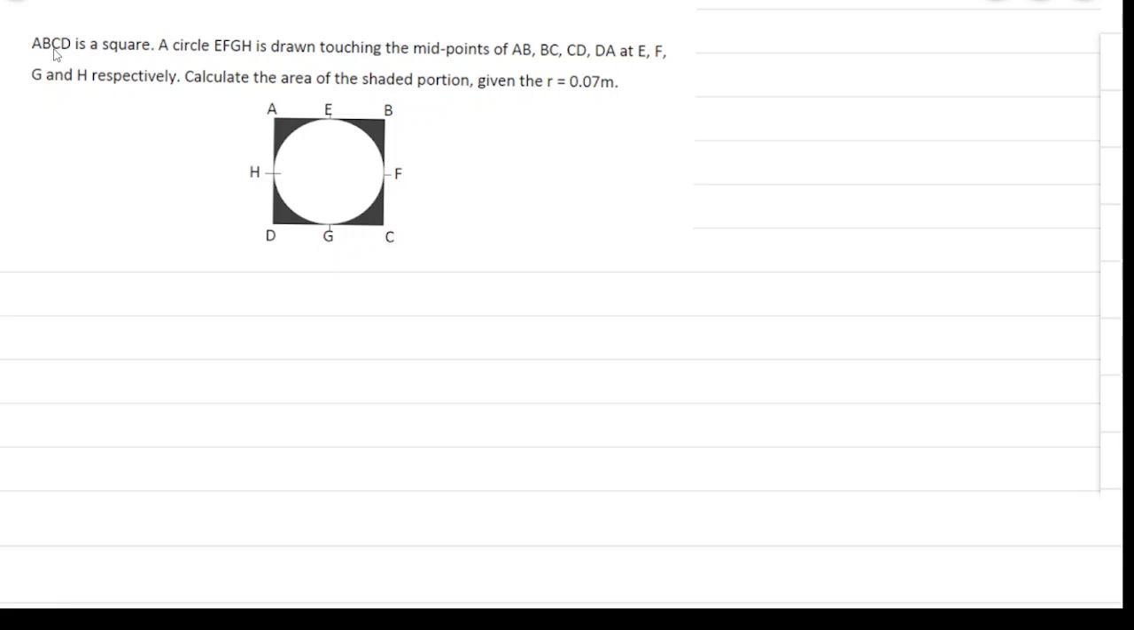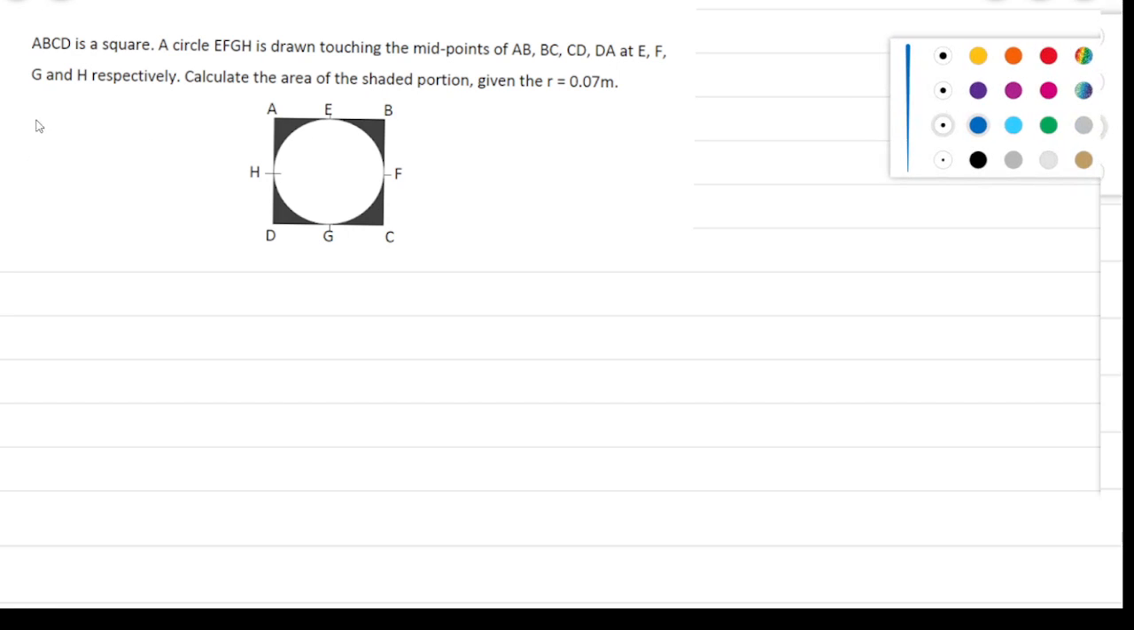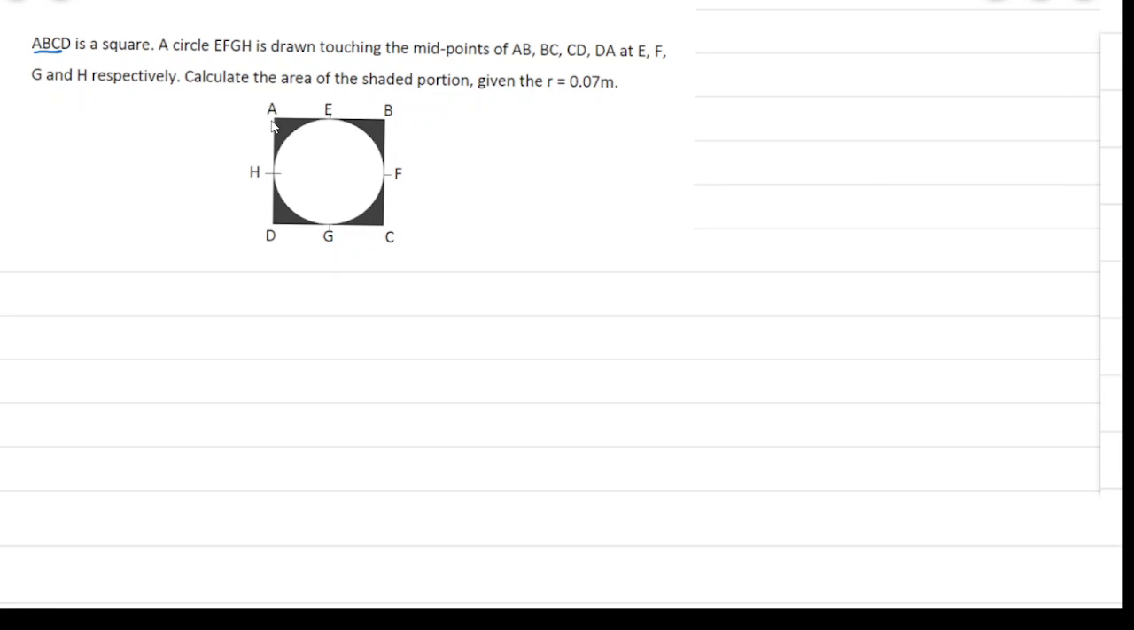Now we are going to look at a very interesting problem. It says that ABCD is a square, and a circle EFGH is drawn touching the midpoints of AB, BC, CD, DA. So AB, the midpoint is this, BC, the midpoint, and also for DC and DA. And the midpoints are E, F, G, and H, just like I pointed here, respectively.